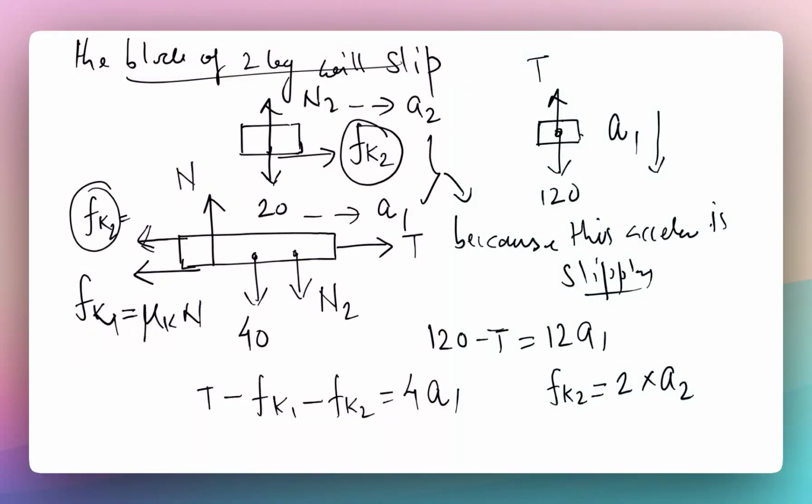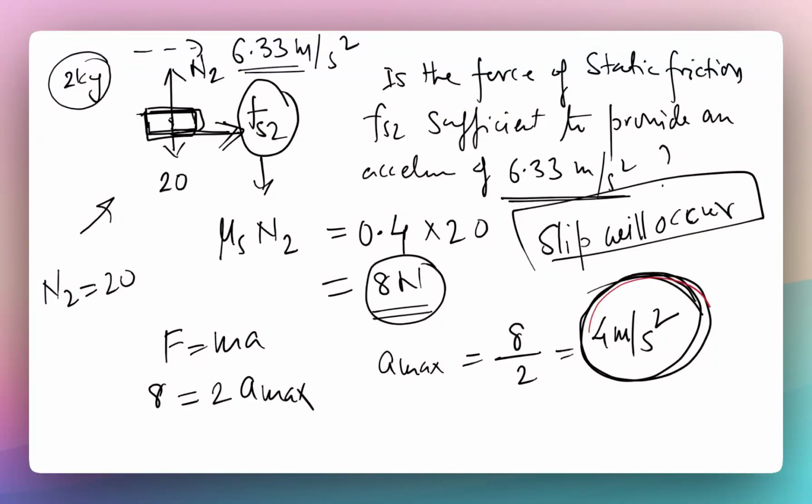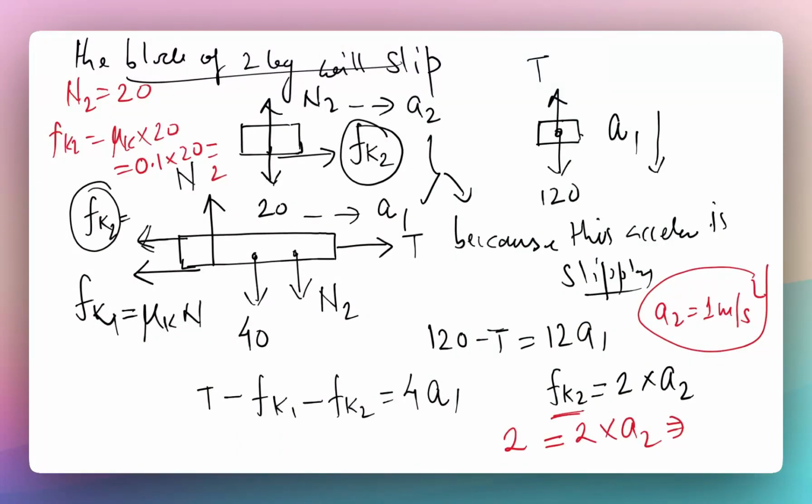So Fk2, we will calculate the vertical direction. My normal reaction N2 will be equal to 20. So my Fk2 is going to be coefficient of kinetic friction multiplied by 20. This is going to be 0.1 multiplied by 20, and that would be 2 newtons. So Fk2 is 2 newtons, and this is 2. So the acceleration A2 is going to be equal to 1 meter per second squared, as expected. When the kinetic friction was there, you could get 4 meters per second squared, but this is now 1 meter per second squared. So the acceleration of this 2 kg block we have found to be 1 meter per second squared.